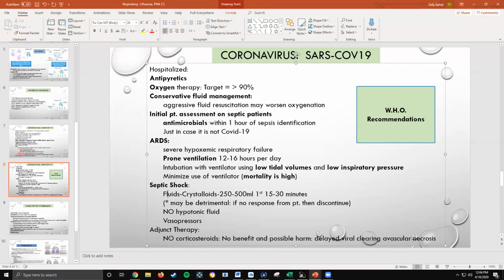And then adjunct therapy, again, no corticosteroids. There does not seem to be any benefit and it delays the viral clearing, and it can also cause avascular necrosis.